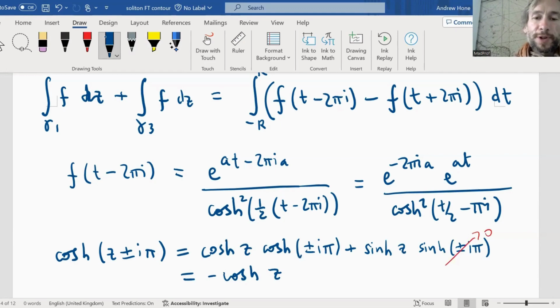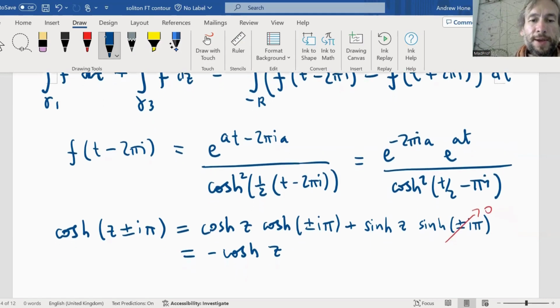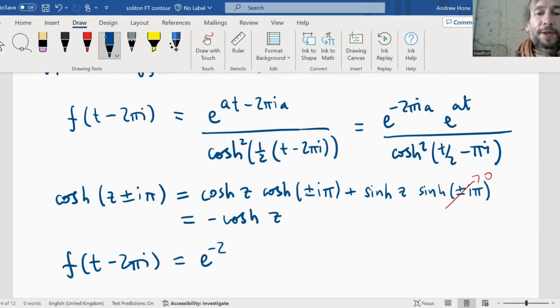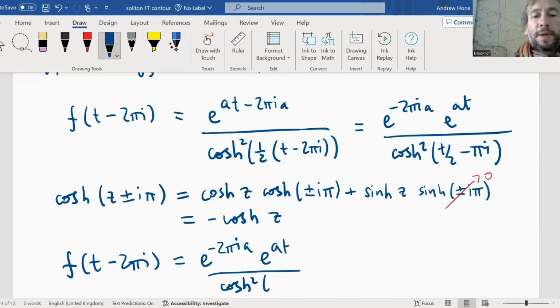So this is equal to minus cosh z. But then if you look at the expression that we're calculating, we've got the square of this in the denominator. So the minus sign will disappear when we take the square. So then what we get is that f of t minus 2 pi i is equal to e to the minus 2 pi i a, e to the at, and then just cosh squared of t over 2 in the denominator.